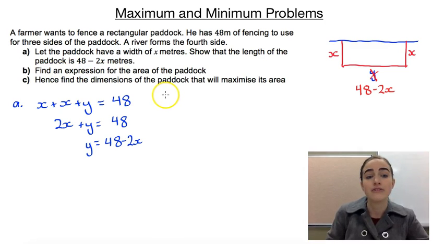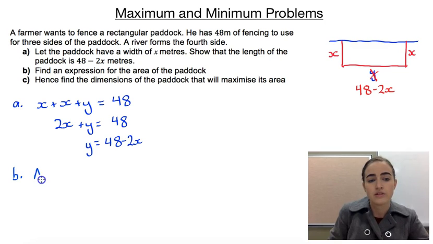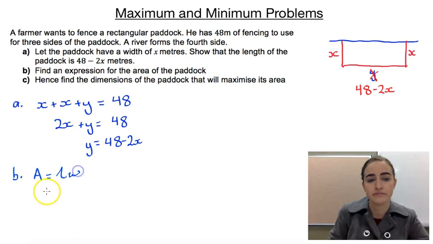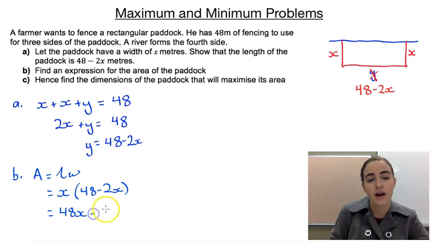Part B says, find an expression for the area of the paddock. Because that paddock's a rectangle, to find the area, we're going to go the length times the base, or the width. So in ours, that's going to be our x times this length along here, which we just said is 48 minus 2x. We're going to have x outside of 48 minus 2x, and then we're going to have to expand that out. So we're going to have 48x minus 2x squared.